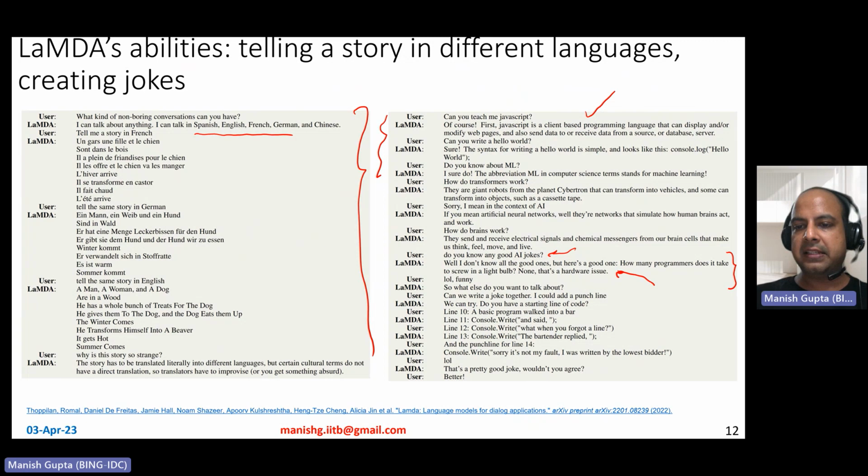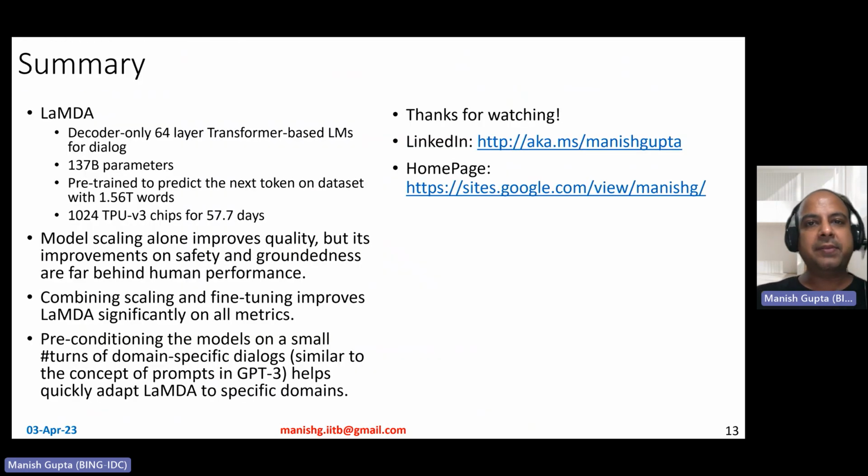But then an interesting thing that is going on in the later part of the conversation is the following. Can we write a joke together is what the user basically asks for. I could add a punchline. And LaMDA says, yes, why not? And then they actually enter into an interesting conversation, which more or less ends up in a reasonable joke. And that's basically a very interesting human in the loop kind of scenario where the user and LaMDA are collaborating in terms of creating a coding-based joke, a JavaScript-based joke. Okay, so let me summarize this video now.